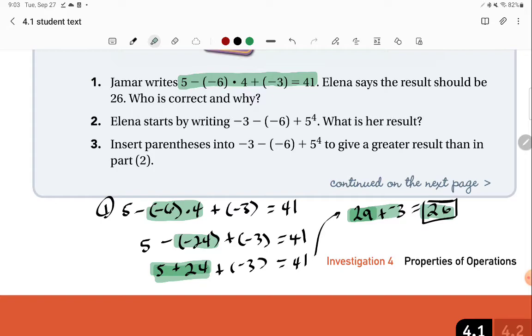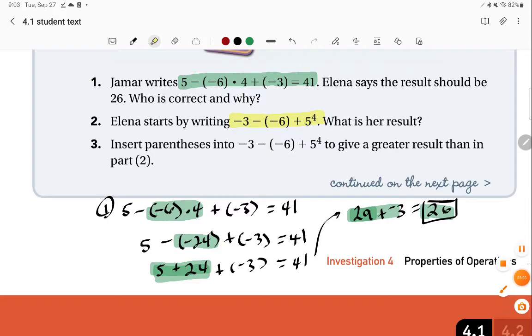Then on part 2, it says Elena starts by writing negative 3 minus negative 6 plus 5 to the 4th. What is her result? So go ahead and copy this down, try it on your own, and then come back to see how you did.